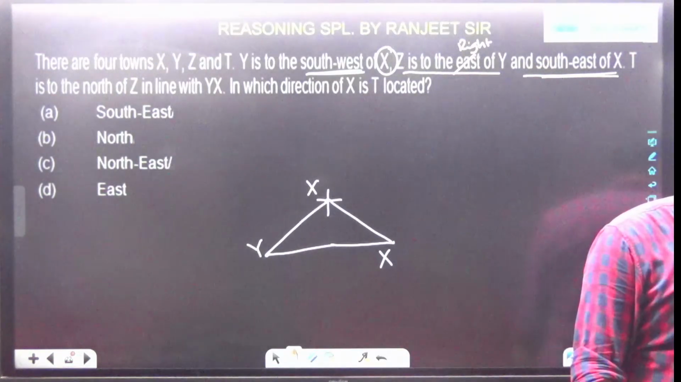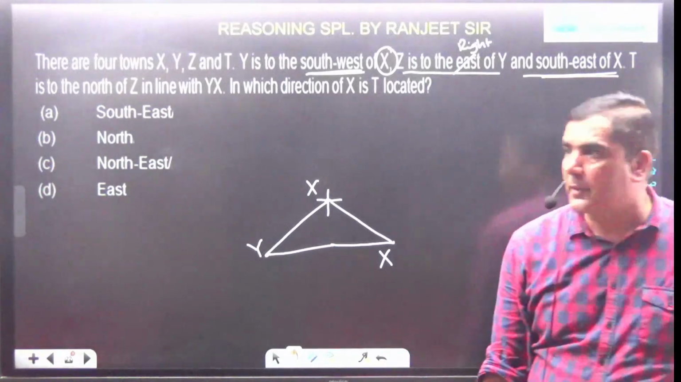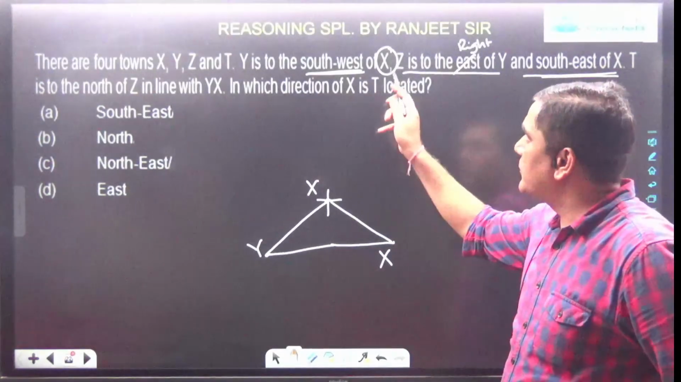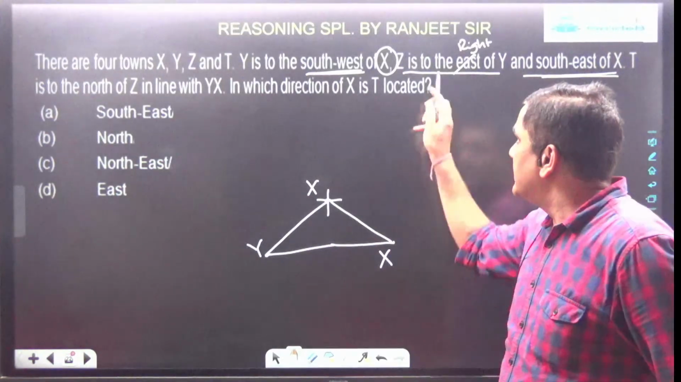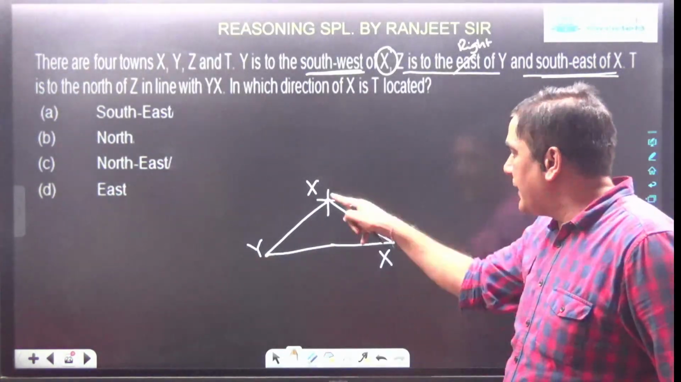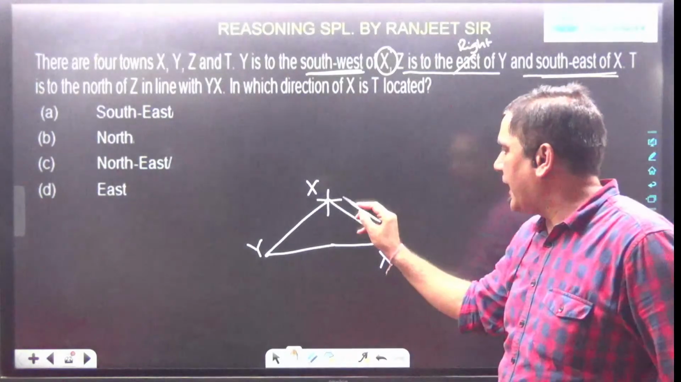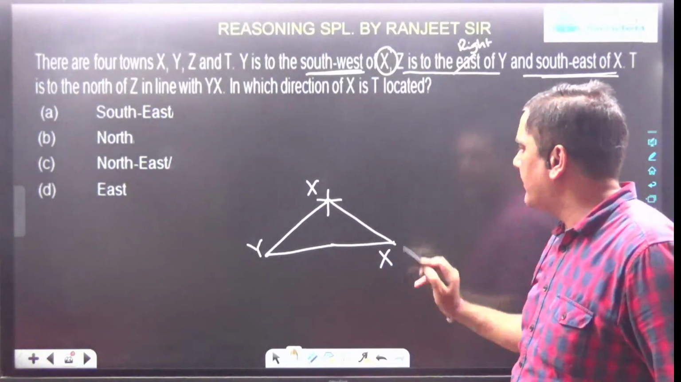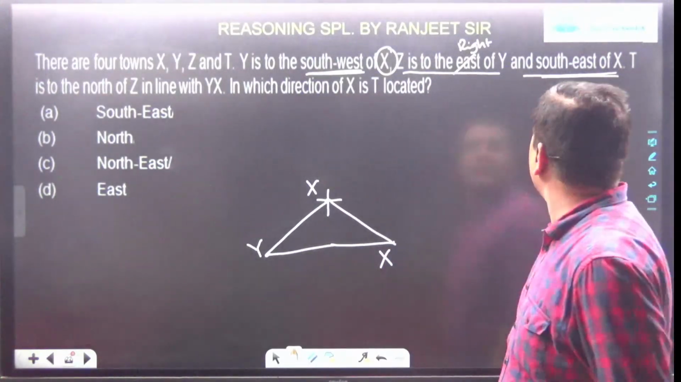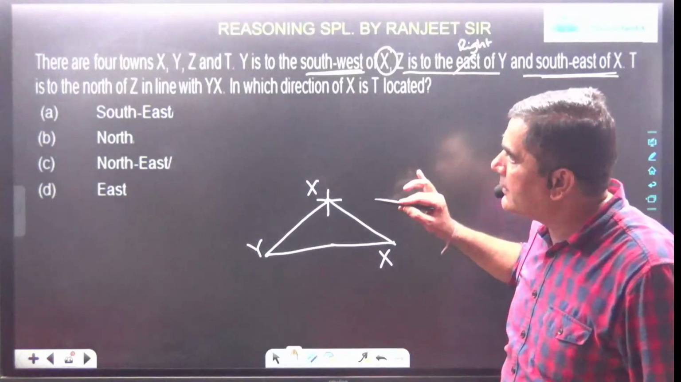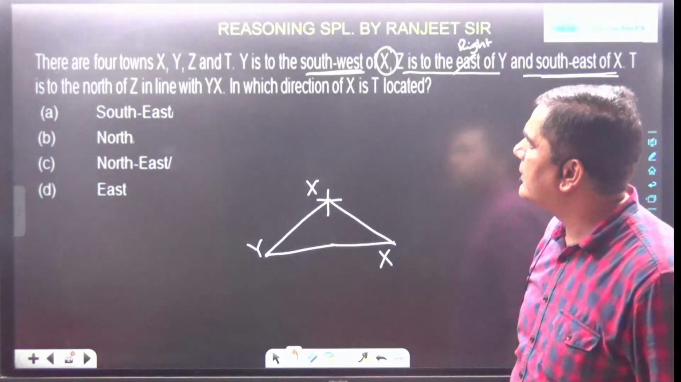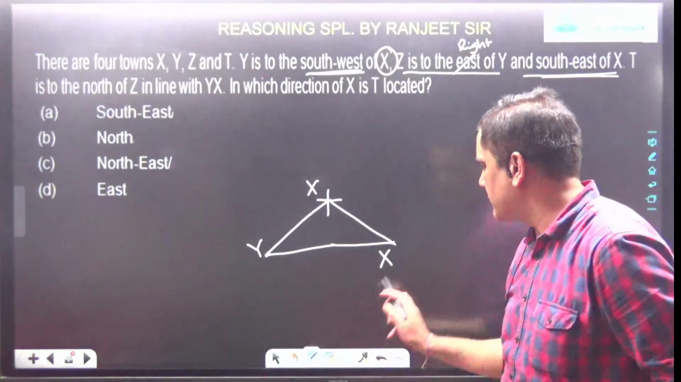Clear? They are saying Y is to the southwest of X, so X southwest will be over here. Z is to the right of Y and southeast of X. X southeast will be over here, so this will be Z. Next one, T is to the north. North means up. So T should be north of Z.